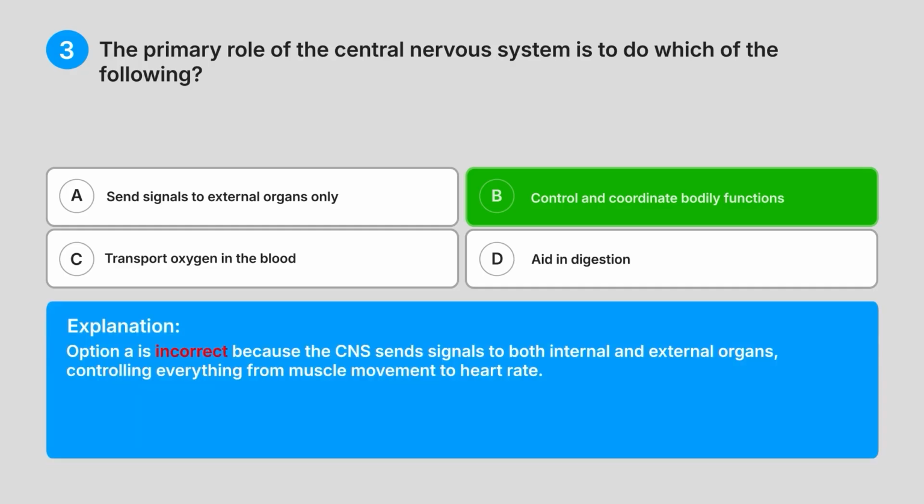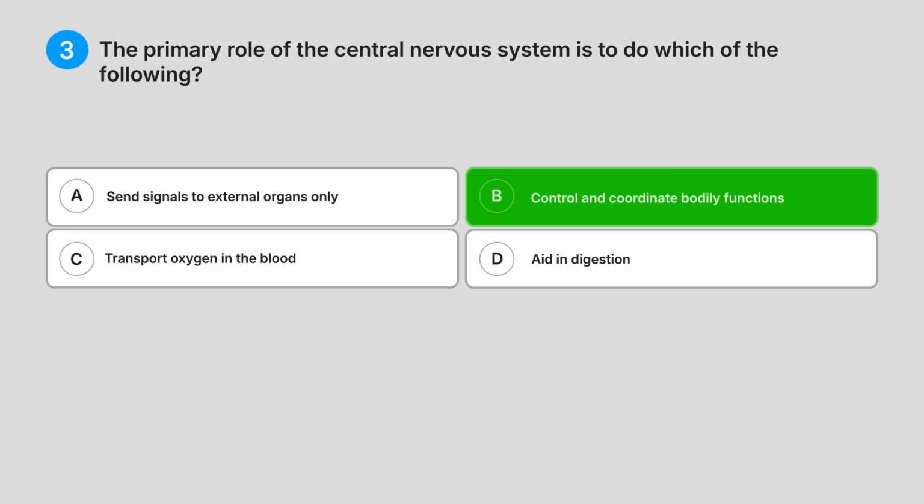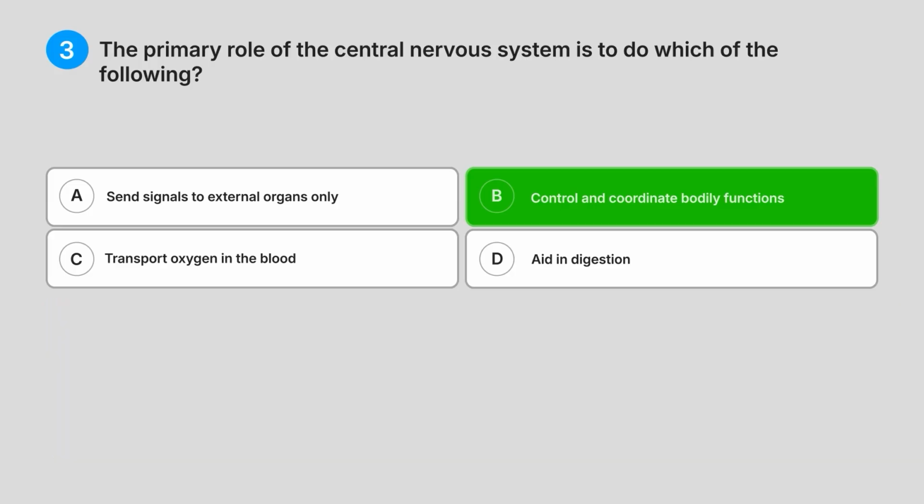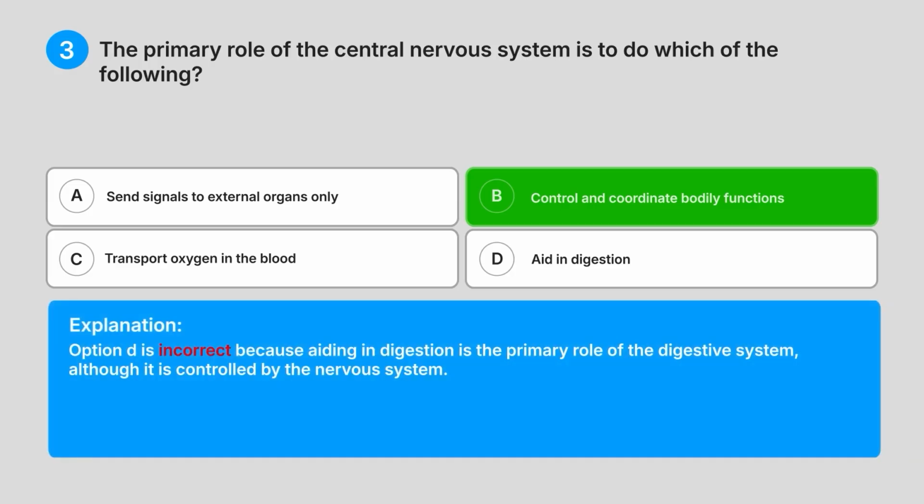Option A is incorrect because the CNS sends signals to both internal and external organs, controlling everything from muscle movement to heart rate. Option C is incorrect because transporting oxygen in the blood is the primary role of the circulatory system, which includes the heart and blood cells. Option D is incorrect because aiding in digestion is the primary role of the digestive system, although it is controlled by the nervous system.